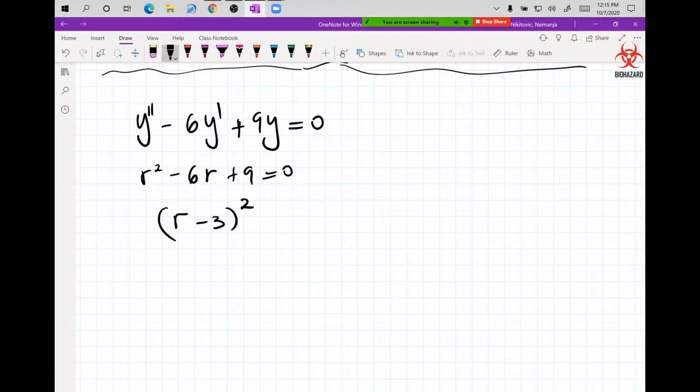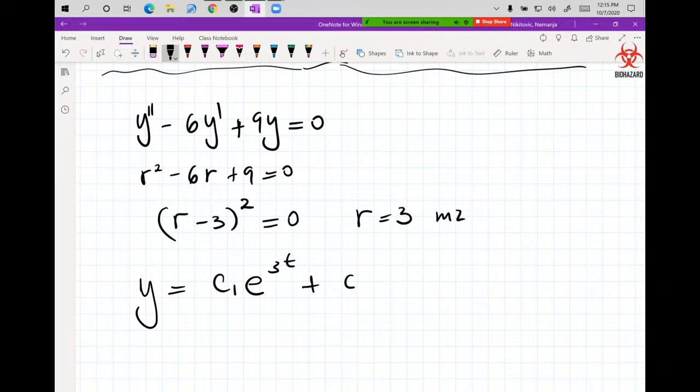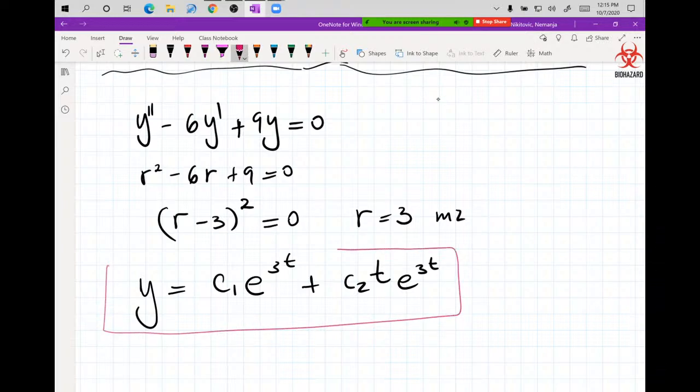All right. So now we have that r is 3 with multiplicity 2. And you're writing your solution quickly. C1 e to the 3t plus C2 t e to the 3t, because repetition, right, gives you that extra piece there. Again, given initial conditions, you differentiate, plug everything in, and calculate your constants.